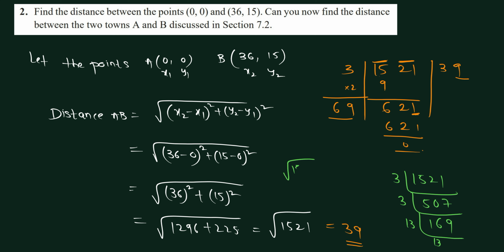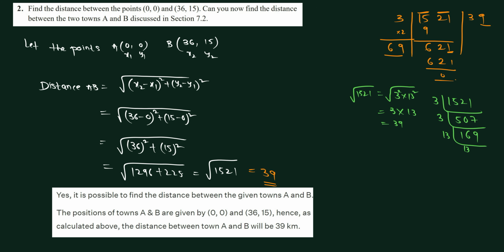Then square root of 1521 we can write as square root of 3 square into 13 square. So 3 square root cancel, that is 3. Here also 13 square, root 13 square value is 13. 3 into 13 is 39. Okay, in this way also we can find the square root of 1521. Okay, anyway you can do this. And also they have asked us, can you find the distance between the two towns A and B discussed in section 7.2? Yes, we can find. For the next question, you write this answer. Yes, it is possible to find the distance between the given towns A and B.